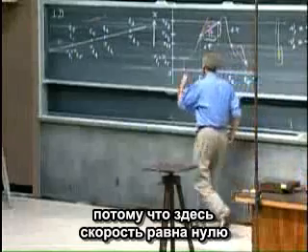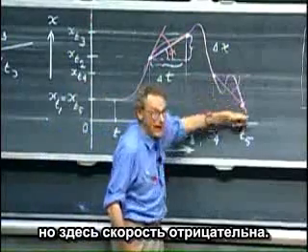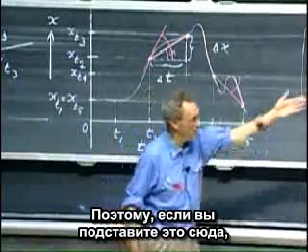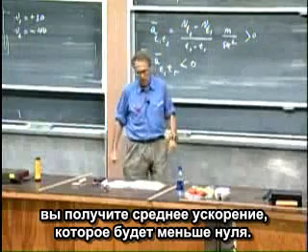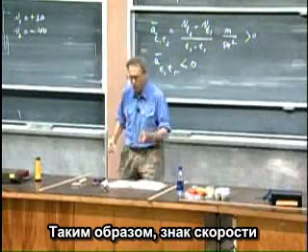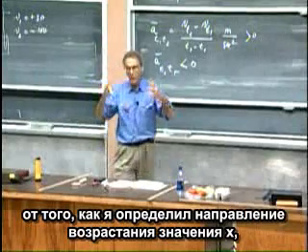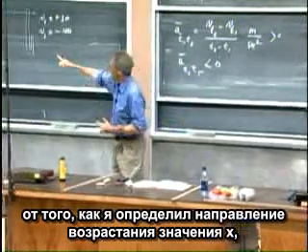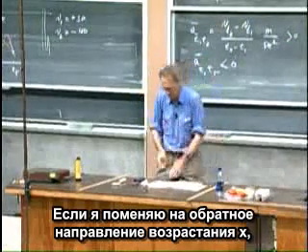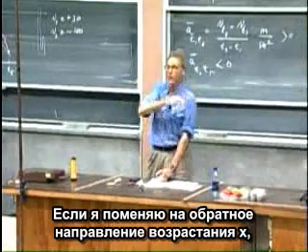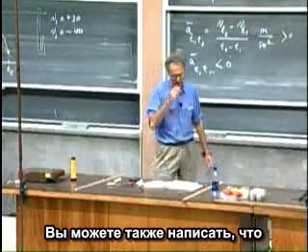Because here, the velocity is 0. But here, the velocity is negative. So if you substitute that in there, you get an average acceleration which is smaller than 0. So the signs in the velocity and the signs in average acceleration depend crucially on how I have defined my increasing value of x, not where I choose my 0 point. If I reverse the direction of increasing x, then all my signs will change.